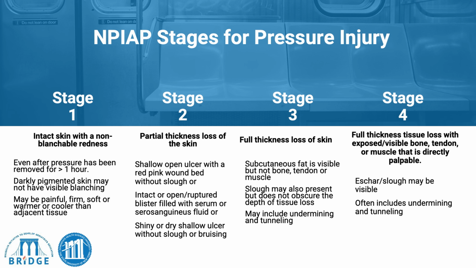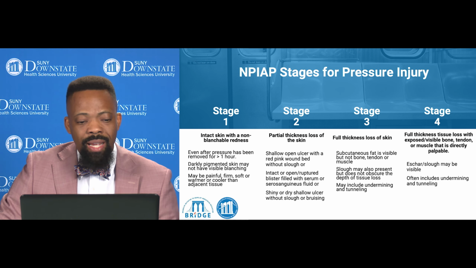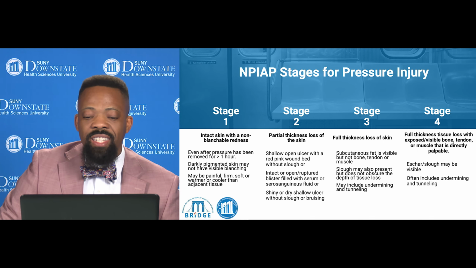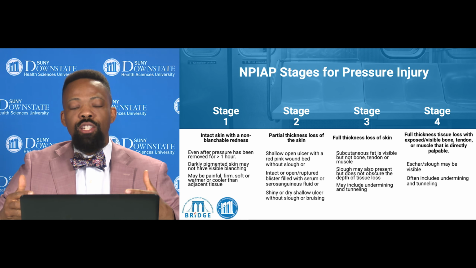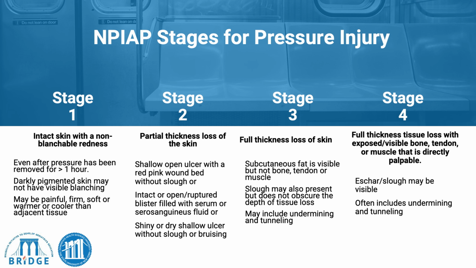So what are the stages of pressure-induced skin injury or pressure injury? Generally speaking, there are 4 stages. The first stage is stage 1, which is characterized by intact skin with a non-blanchable redness. Stage 2 is characterized by partial thickness loss of the skin. Stage 3, full thickness loss of the skin. And stage 4, full thickness tissue loss with exposed or visible bone, tendon, or muscle that can be directly appreciated or is directly palpable.